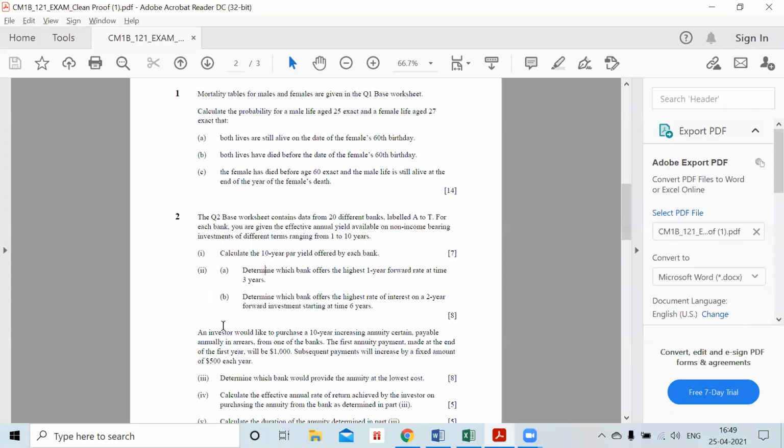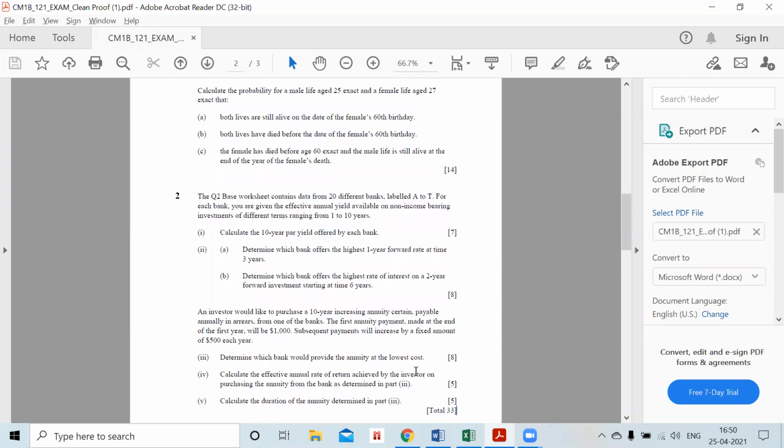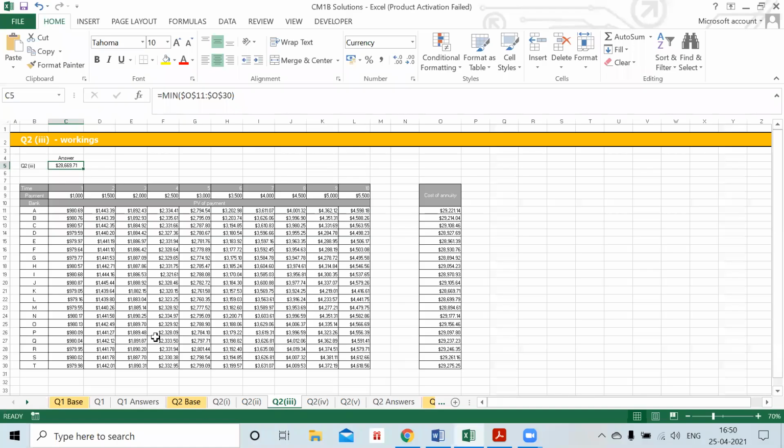Next, question 2 part 3. An investor would like to purchase a 10-year increasing annuity certain, payable annually in arrears, from one of the banks. The first annuity payment, made at the end of the first year, will be 1,000. Subsequent payments will increase by a fixed amount of 500 each year. Determine which bank would provide the annuity at the lowest cost.